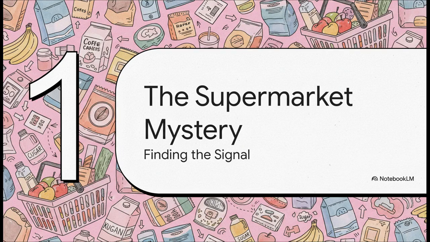And yeah, that really gets to the heart of the mystery, doesn't it? With thousands of different products and millions of transactions, how can we possibly find the items that are frequently bought together without getting totally lost? How do we find the signal in all that noise?